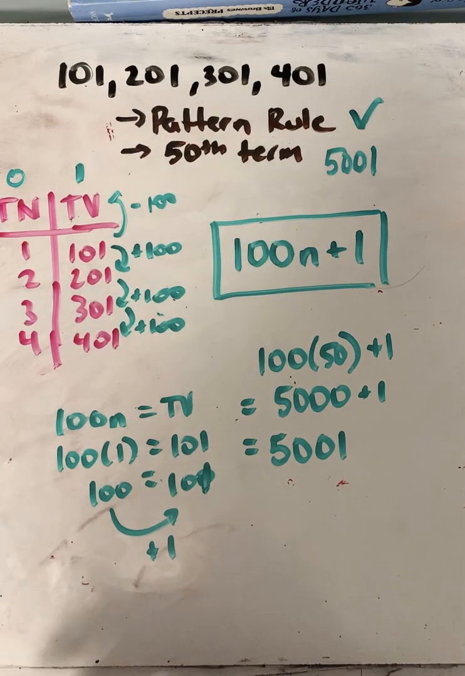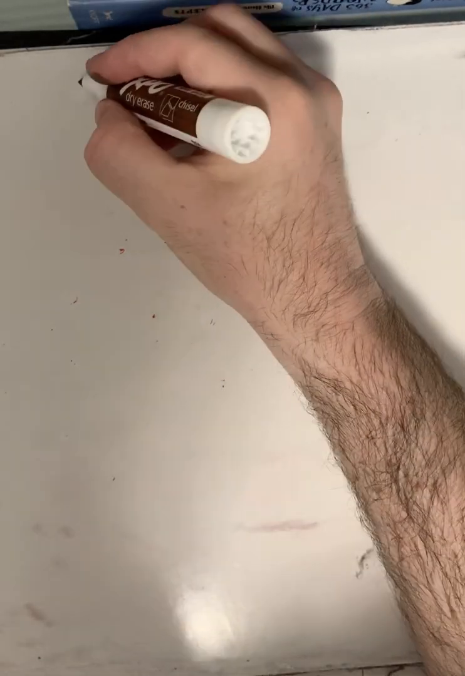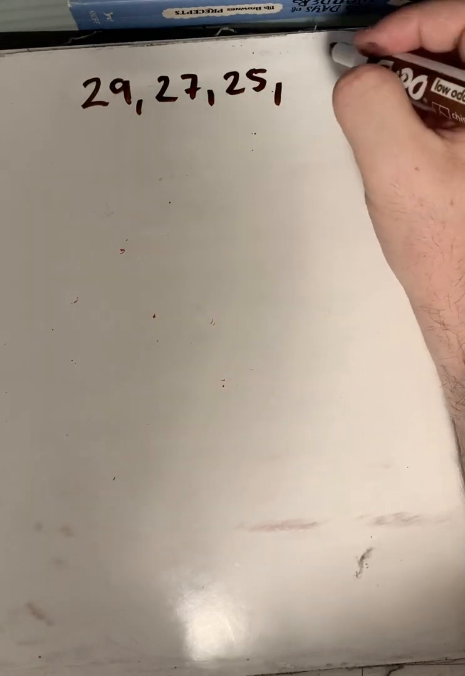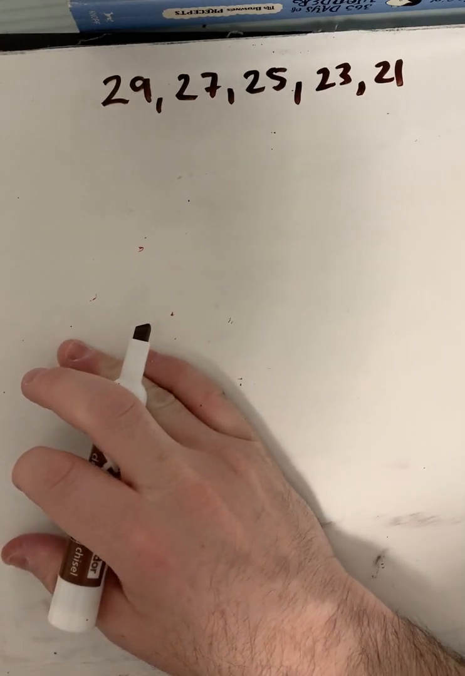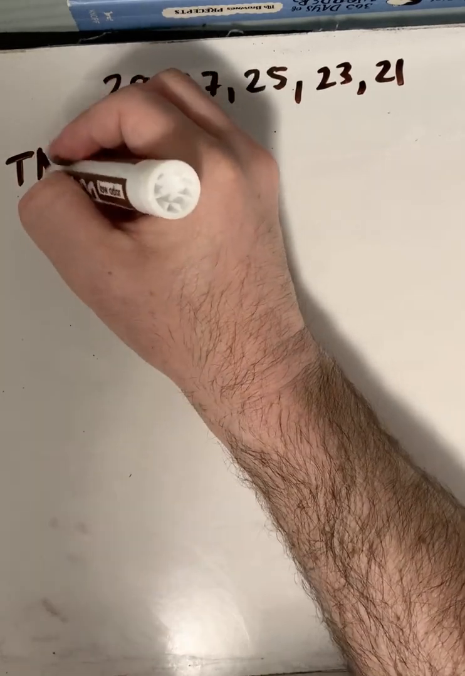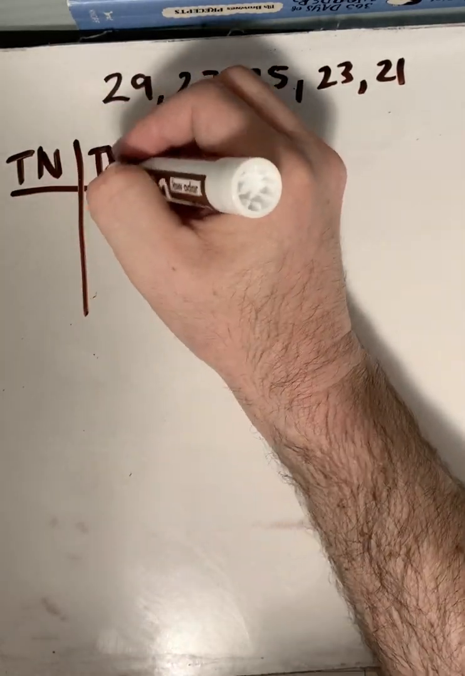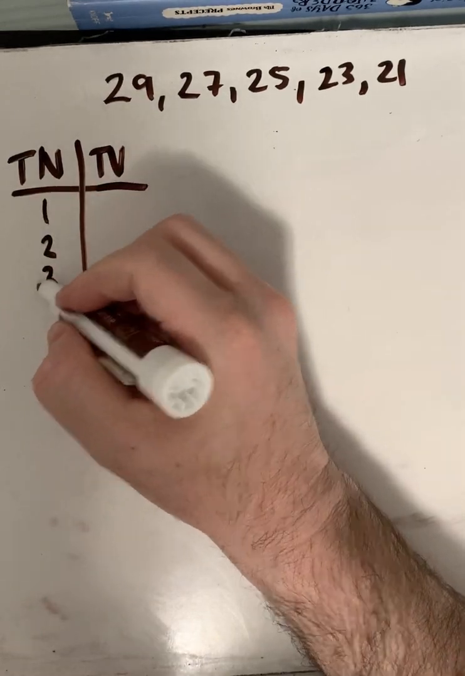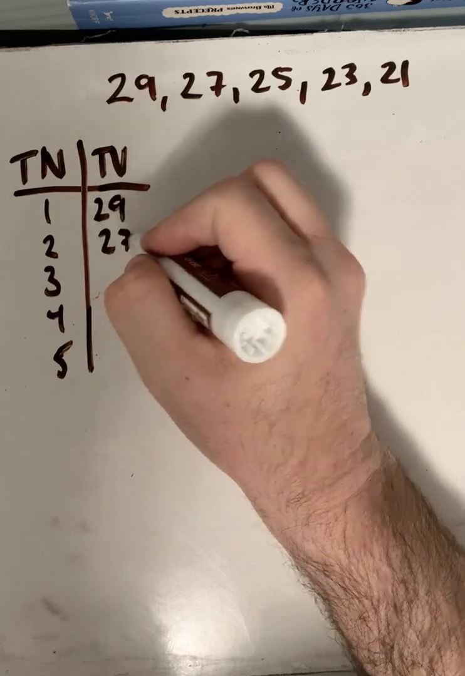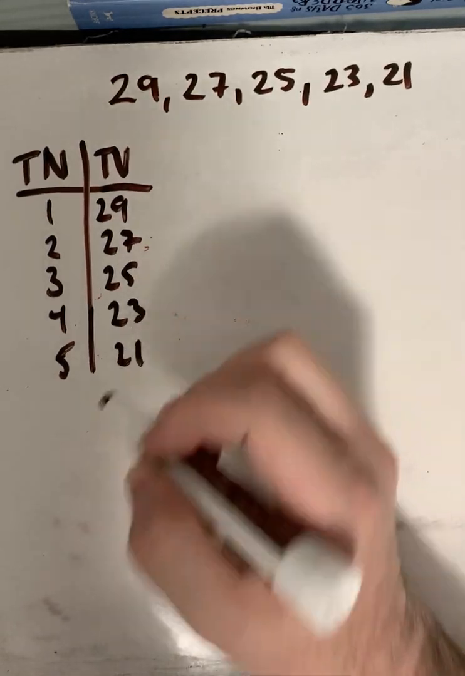Okay, let's do another one. Let's do another one together. This one is a little bit different than what we've done before. So let's do this number pattern: 29, 27, 25, 23, 21. So again, creating our table. We got 5, so let's do 5, 29, 27, 25, 23, 21.